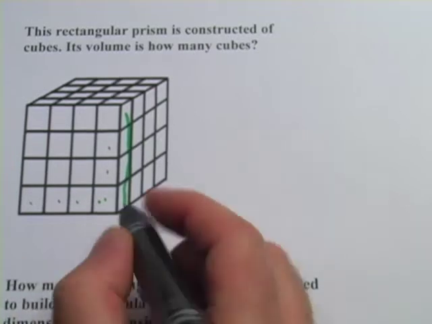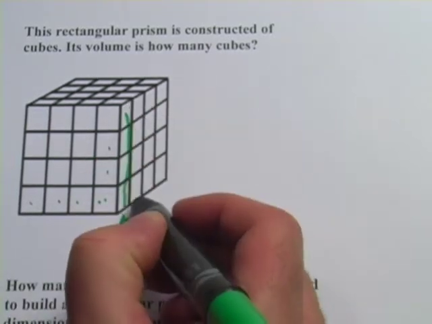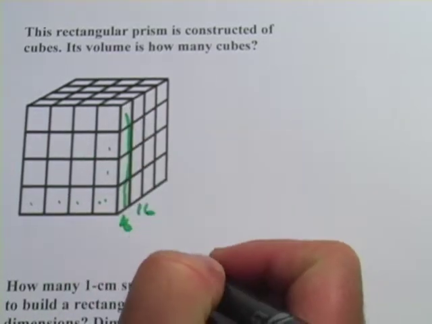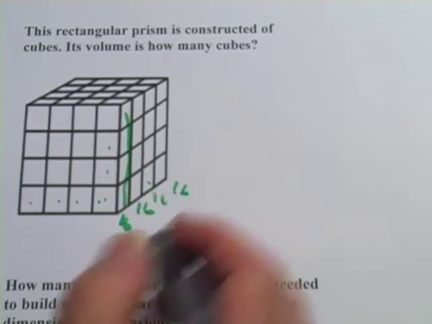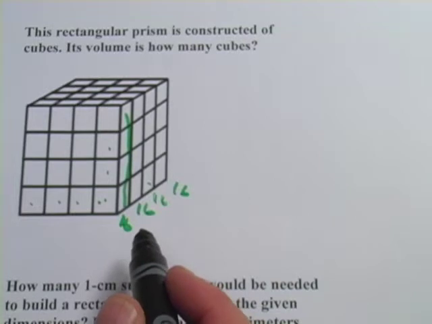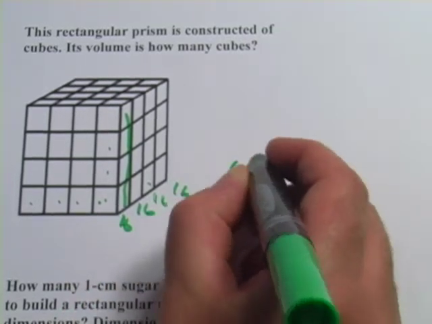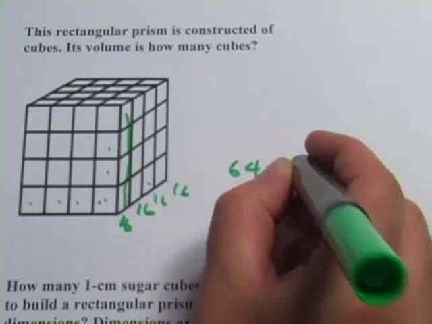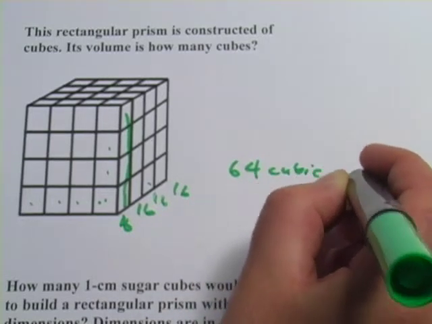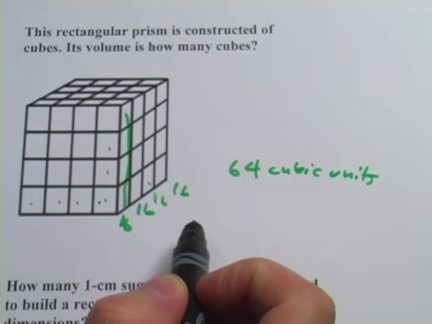So that's 16. And then there's the next slab, that's 16. And then another slab, that's 16. And then another slab, that's 16. So that's 16 times 4, and I think that's 64. And we would say cubic units, or in this case, just cubes.